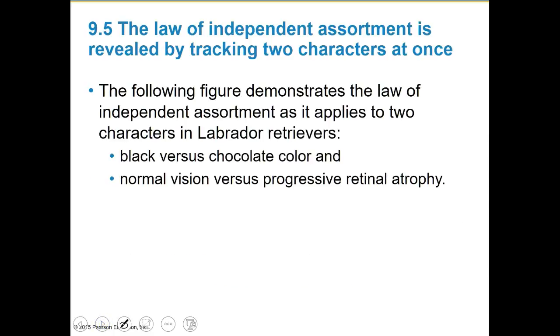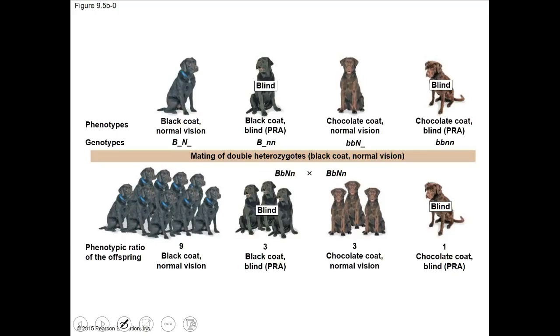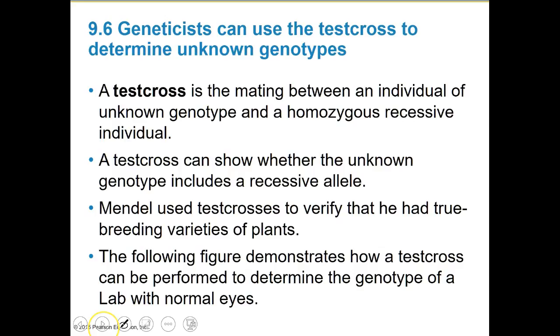So the following figure demonstrates the law of independent assortment as it applies to some Labradors, which are always so cute. Here's some black coat and normal vision. And then you can get black coat and blind, a chocolate coat and normal vision, chocolate coat and blind, and we'll still come up with that same 9-to-3-to-3-to-1 ratio if we mate double heterozygous black coat with normal vision. I'm just showing it to you quickly. Like I said, we'll reevaluate.